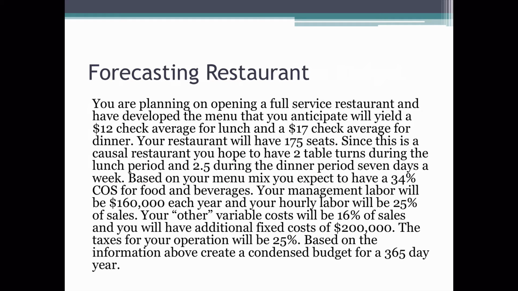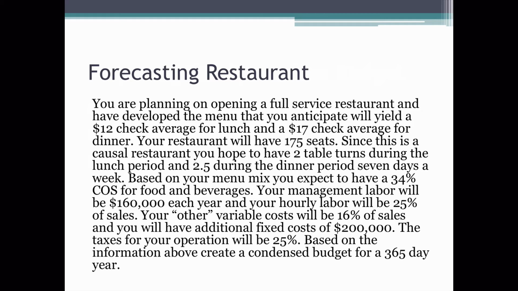Okay, so here's a restaurant example. I know there's a lot of words up here. What I do whenever I'm tackling a problem like this is I put together a sheet and I identify what everything is. So in this example, we have lunch and dinner in this restaurant, and the lunch and the dinner check averages are different, and the table turns are different. Okay, so for lunch we have a $12 check average. For dinner we have a $17 check average.